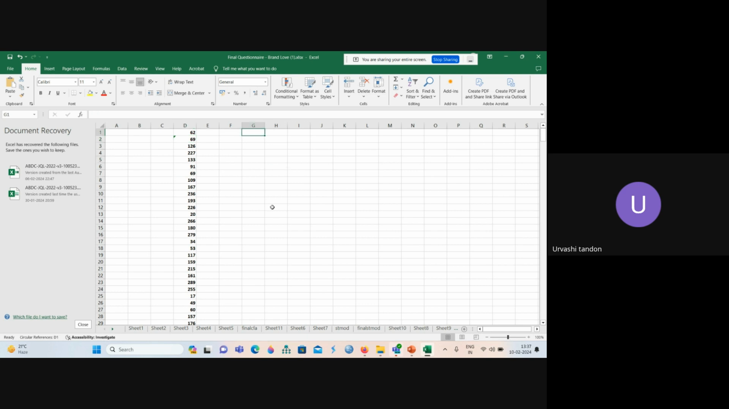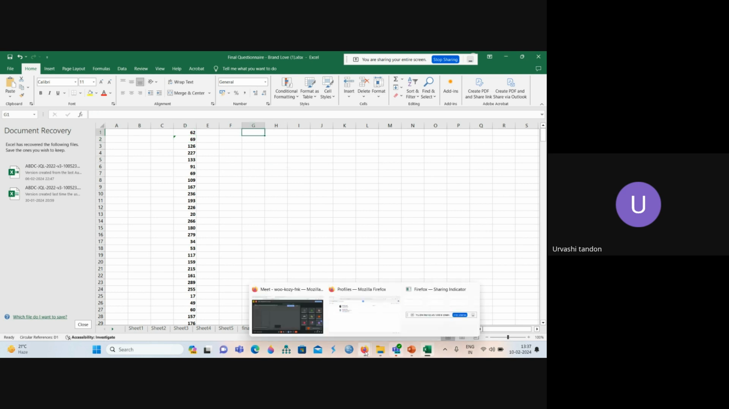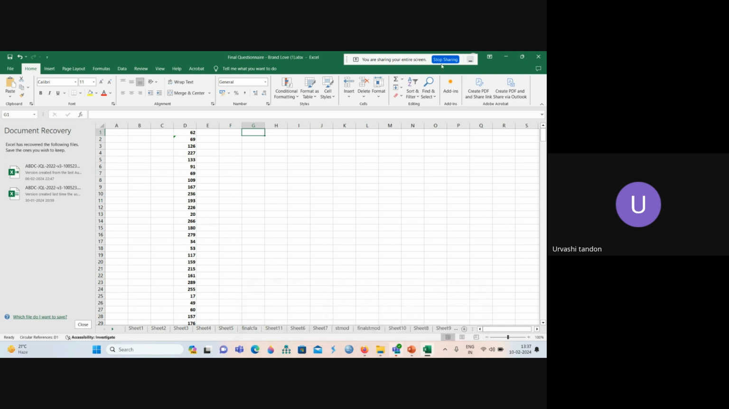So here in the Excel sheet only, we can create a formula.